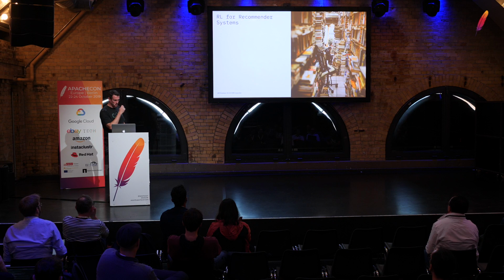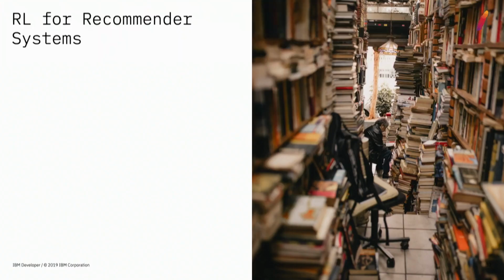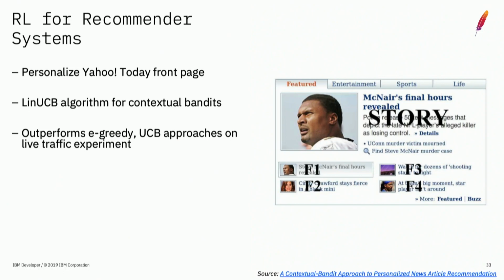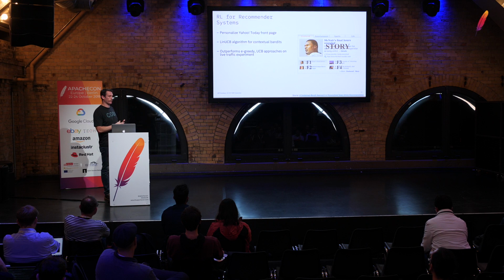So finally, what are some of the applications of reinforcement learning to recommender systems? I'll just highlight a couple of key ones. As we saw, the multi-arm bandit approach, and especially the contextual approach, maps really nicely to recommending items that are changing frequently.